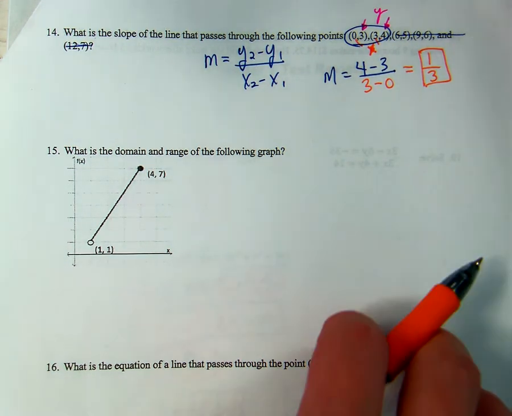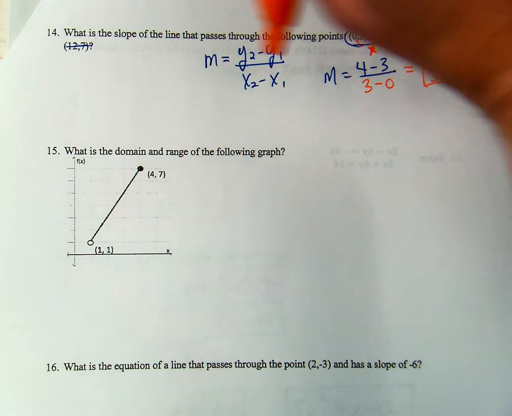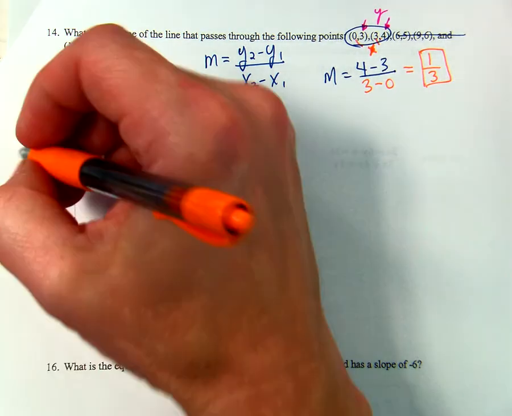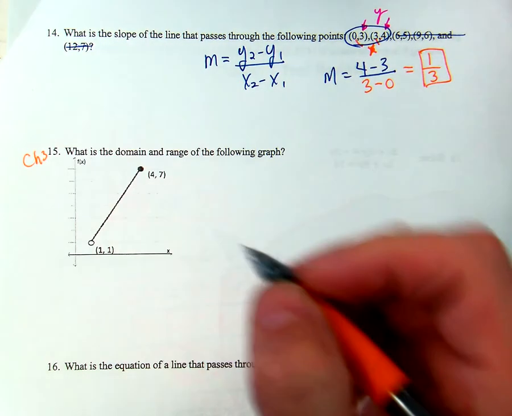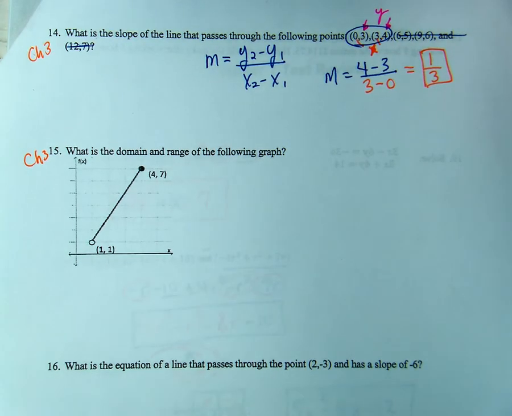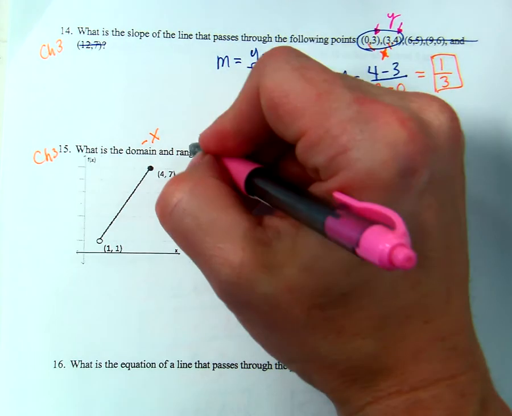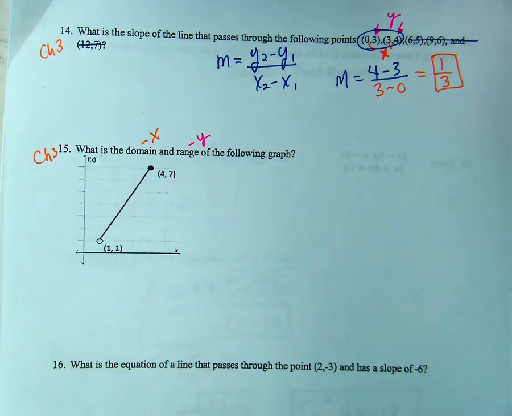Okay. Number 15, what is the domain and range of the following graph? And this one goes back in time a little bit for us. But when we're doing this one here, this one's pretty simple. We just have to worry about the values of x and the values of y. This, again, is still Chapter 3. This here, 14, was also Chapter 3. But domain is our x values, and range is the y values.